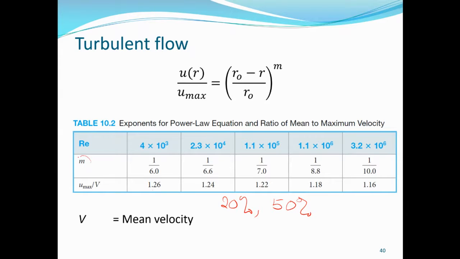So this is the value of m, depending on the value of the Reynolds number. And this is the power law equation, which is an empirical equation. It may appear to be analytical, with r naught minus r, but it is empirical because m is empirical.